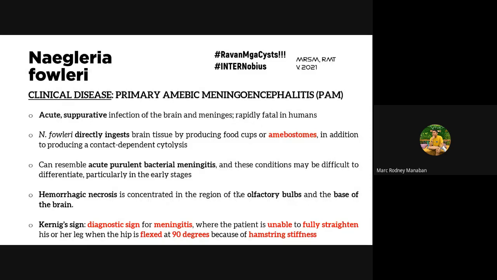So that's for PAM. Again, the disease progression is very acute and very fast. Within 3 to 6 days after onset of symptoms, the patient can die. It is that fast, 3 to 6 days, so diagnosis and treatment must be quick. But again, even with treatment, more than 95% of PAM cases have a bad prognosis or lead to death.